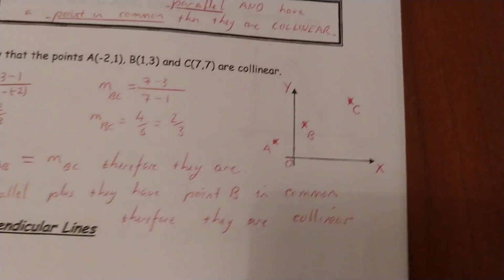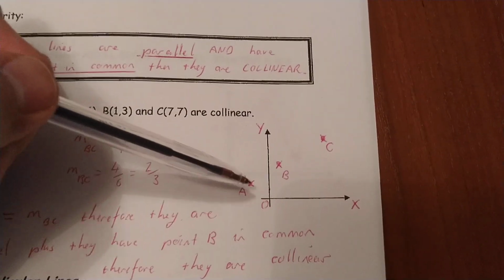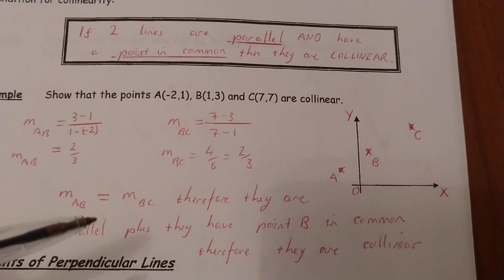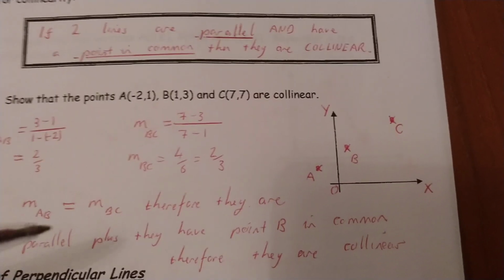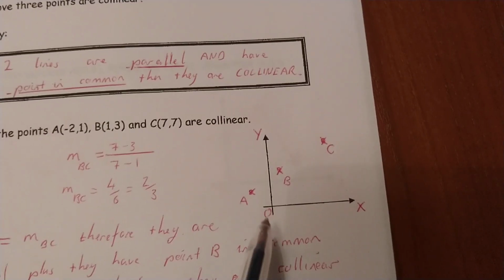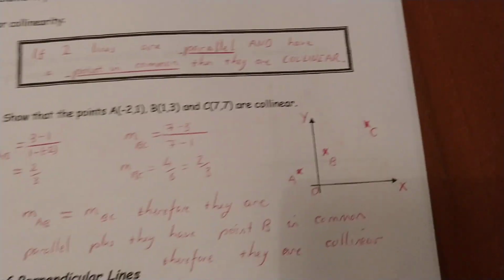Okay? So these points here in my sketch, I just said roughly where they are, not necessarily collinear at this point until I've done the calculation. They're parallel and they have point B in common, therefore they're collinear. Please note once again, please put in the origin and label your X and Y axes.